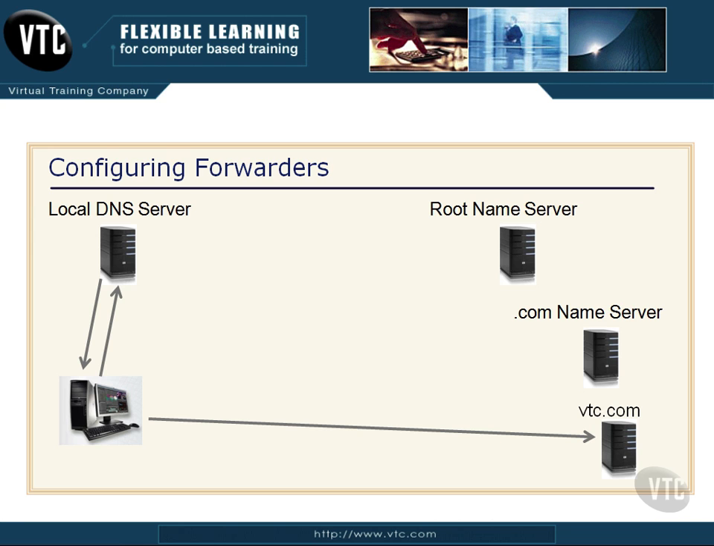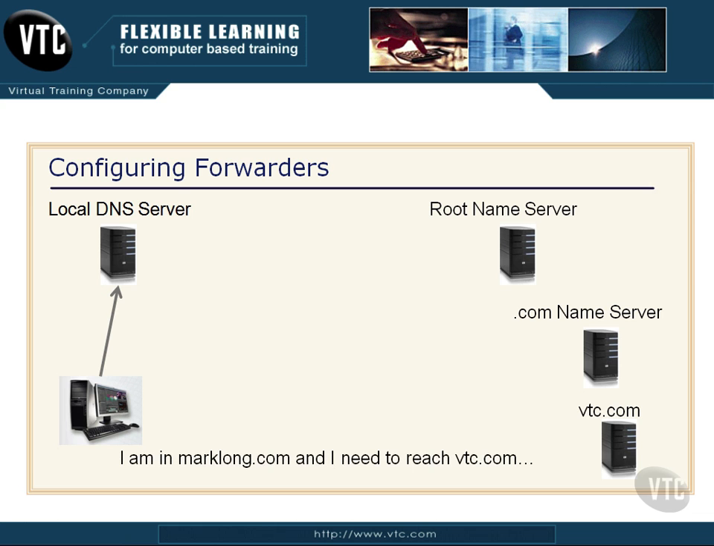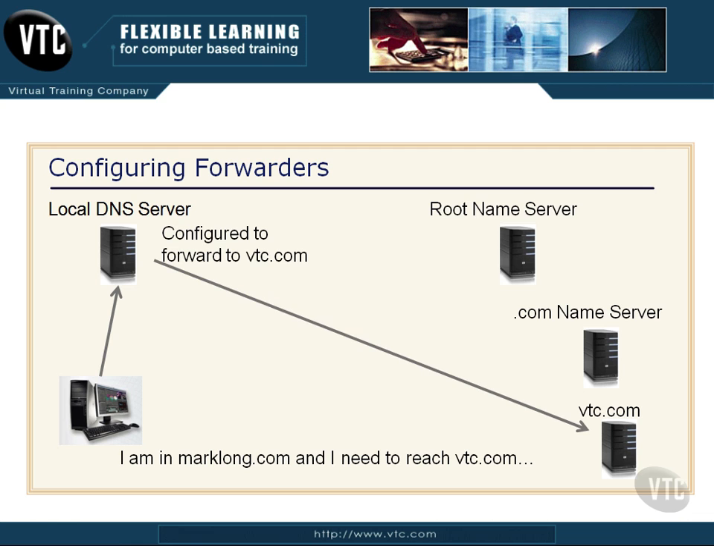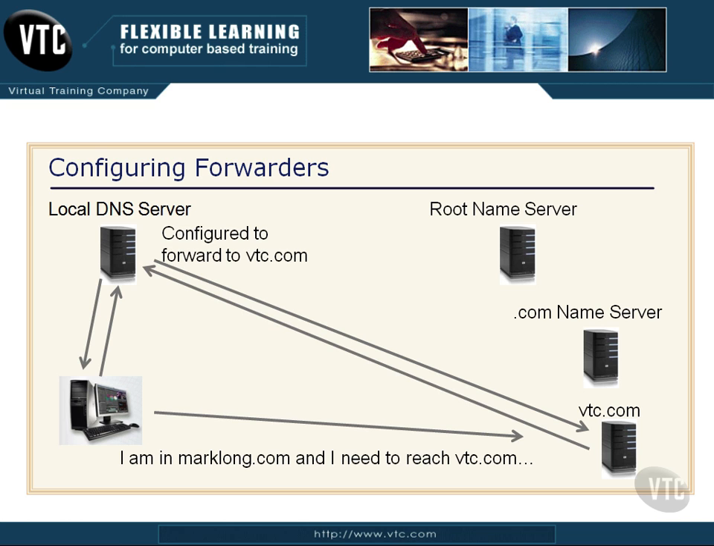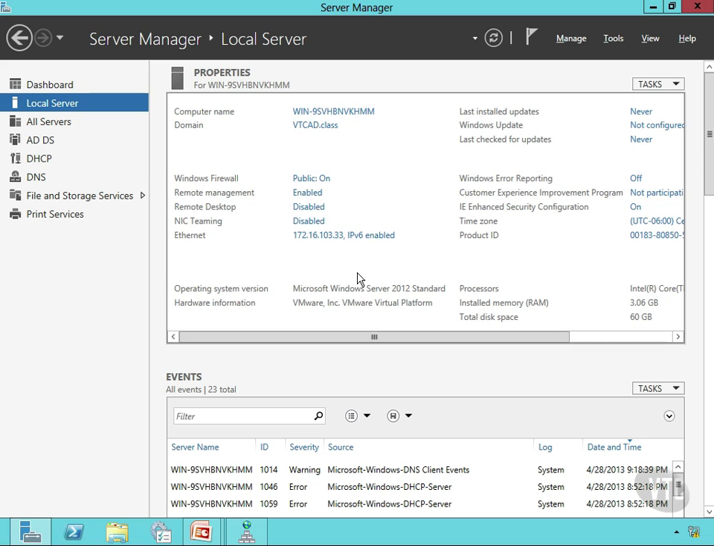Now, there was a lot of movement to a root name server, to the com name server, and if I already know that a lot of my clients in my network are going to be connecting to vtc.com, I should set up a forwarder. This time, we type vtc.com in our browser from marklong.com, and we have configured our DNS server to forward to vtc.com. And instead of doing the root name server and the com and so forth, it goes straight to vtc.com. It sends back the IP address. The client gets it, and then they can connect to the machine. So there's a lot of flexibility here. Let me just jump out into the DNS management tool.